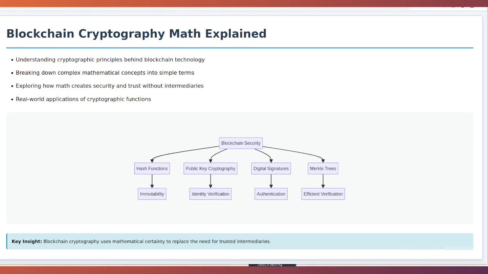pieces. By the end of this session, you will understand why blockchain is considered one of the most secure technologies ever invented and how mathematical principles make it virtually impossible to tamper with any recorded transactions. Whether you are interested in cryptocurrency, distributed systems, or just curious about how this revolutionary technology works under the hood, this presentation will give you the foundation knowledge you need.